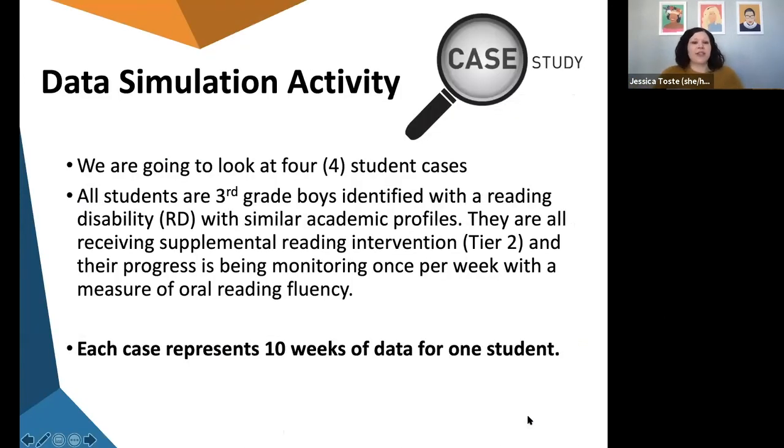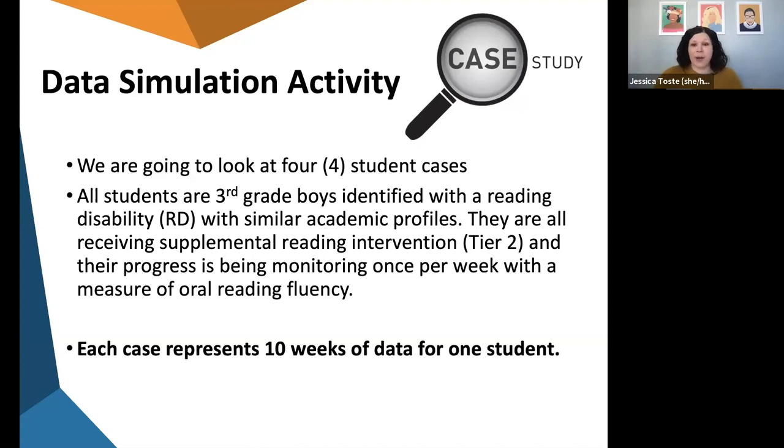The data simulation activity started the same for every participant. We told them simply, we're going to look at 4 student cases. All of the students in these cases are 3rd grade boys identified with a reading disability, and they all have similar academic profiles. All of these 4 students whose graphs you're going to see are receiving supplemental reading intervention, so tier 2 reading intervention, and their progress is being monitored once per week with a measure of oral reading fluency.